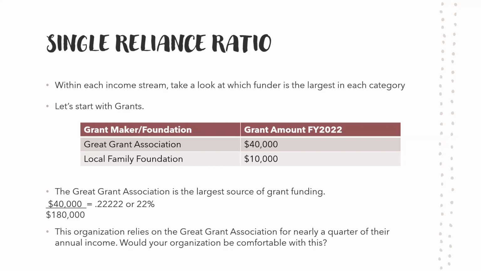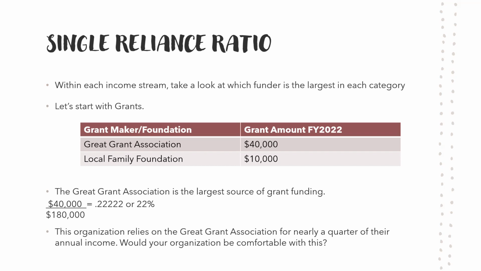So for the single reliance ratio, as we said, we're going to look at each income stream and take a look at which funder is the largest in each category. So going back to grants, it's not the largest income stream, but now we're looking at this basket and analyzing it. So that $50,000 of grant income that we had in the income stream is made up of 2 different grants. We have the Great Grant Association and the Local Family Foundation at $40,000 and $10,000 respectively for what they're bringing in. So obviously under grants, the Great Grant Association would be the largest income source.